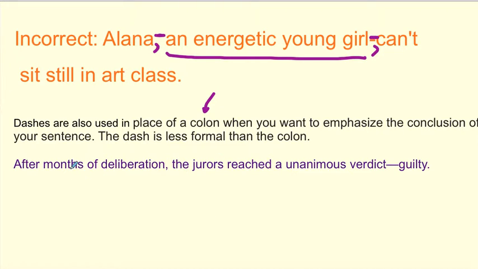So here's a great example I found online. After months of deliberation, the jurors reached a unanimous verdict, dash, guilty. So we're emphasizing that word guilty, and so that dash helped us do that. Okay, so again, a dash could also be used in place of a colon when you want to emphasize the conclusion of your sentence. All right, guys, so those are just my tidbits of information.